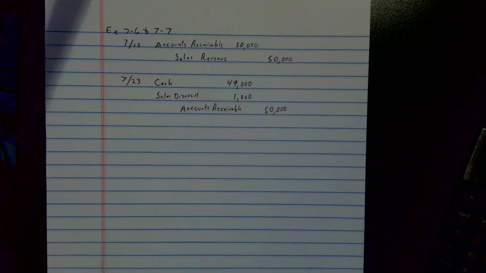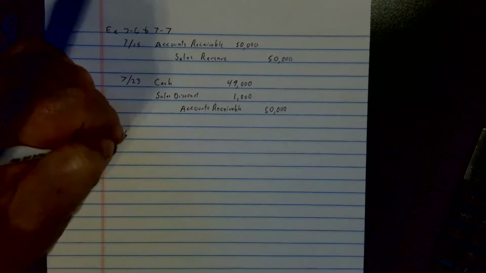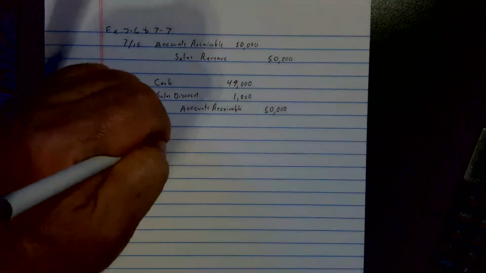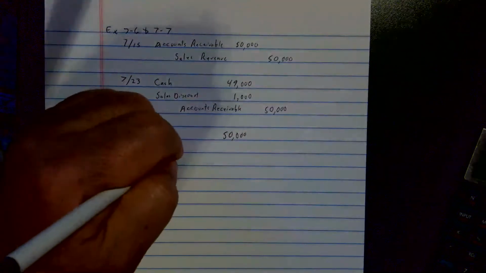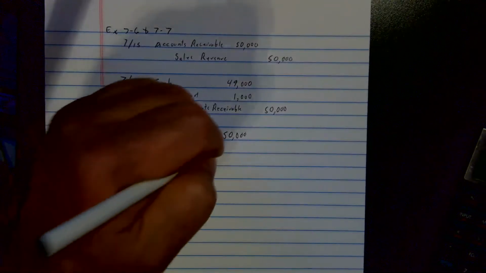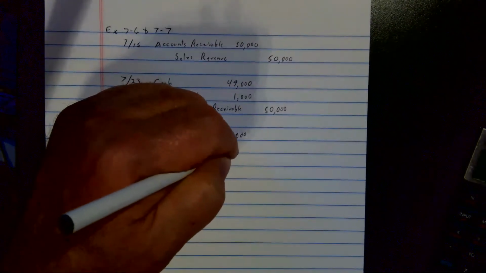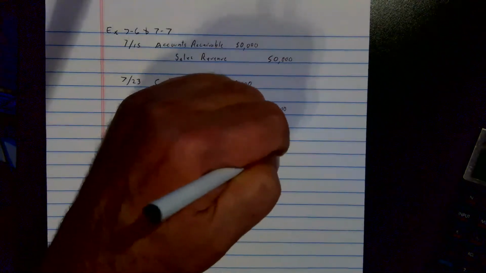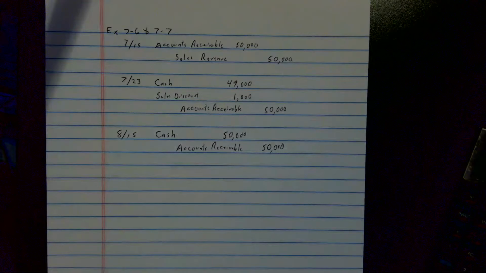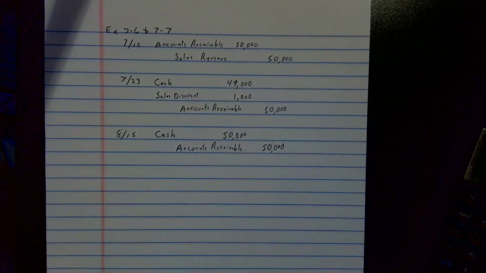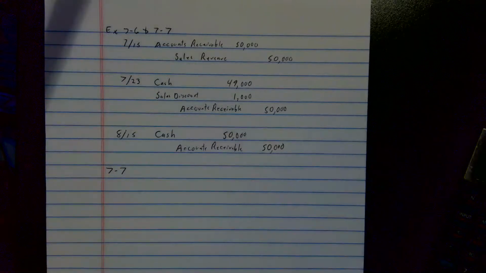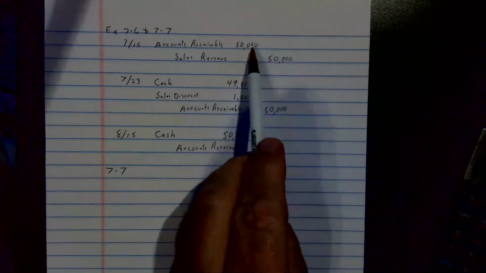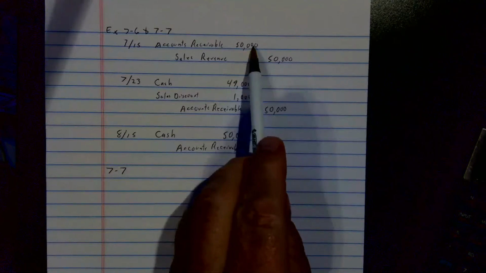So what happens if they don't pay until August 15th? In that case, we're going to receive the full amount of cash, 50,000, and accounts receivable will be 50,000. In either case, the full accounts receivable is written off, but they don't get a discount on that. And by the way, that is known as the gross method. I'm recording the full receivable up here, the gross receivable.